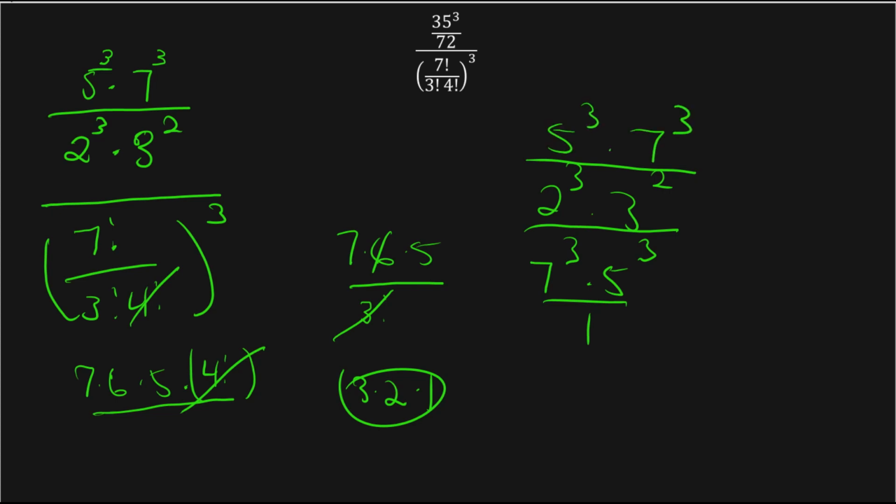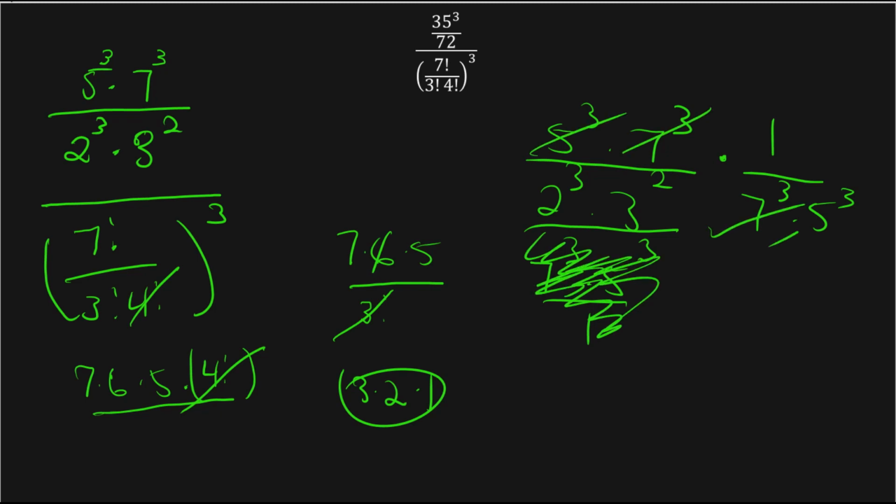cubed. Alright, so it's a fraction divided by fraction, so it's basically the same as doing multiplication. This looks confusing, but let me get that out of the way. So this cancels out with these, and we're left with 1 over 2 to the third times 3 squared, which gives us back to this 72. So our answer is 1 over 72.